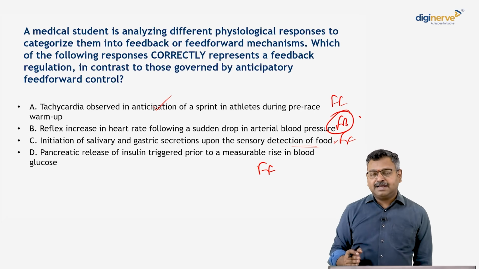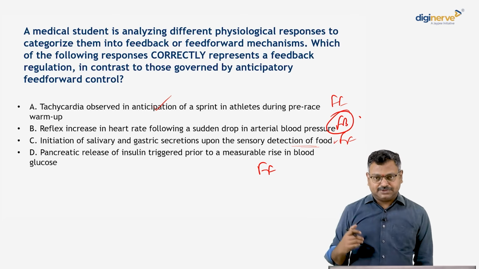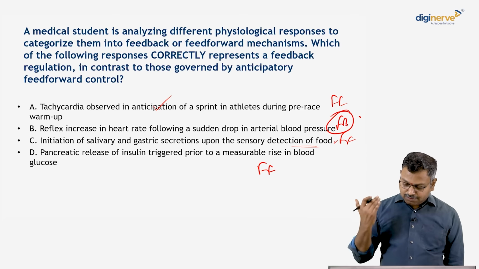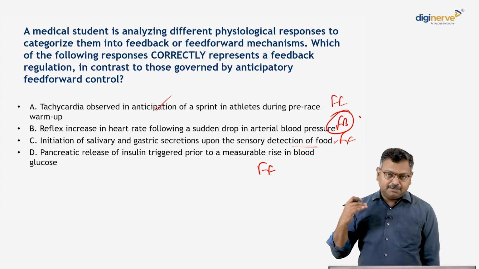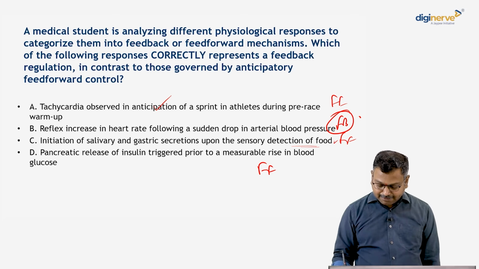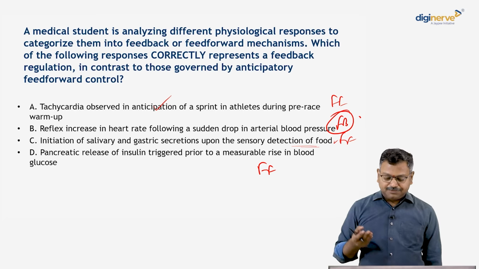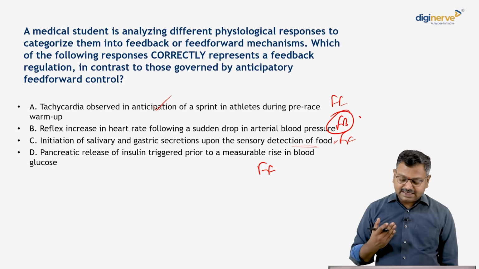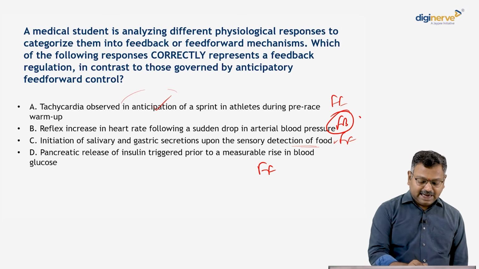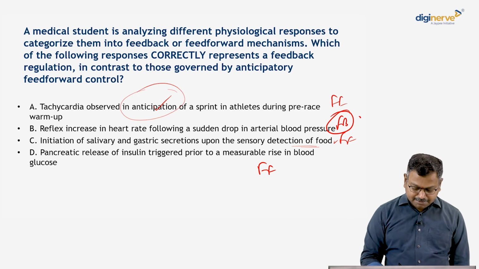So remember, a feedback mechanism requires the stimulus followed by the response. Okay, that is what we are seeing. There should be a stimulus followed by a response. BP has fallen, that's why the heart rate is increased. That is a feedback mechanism. Whereas all the rest are before the stimulus. So those are the feed-forwards where there is an anticipation. Remember, anticipation is a word for feed-forward. So the answer here is B.